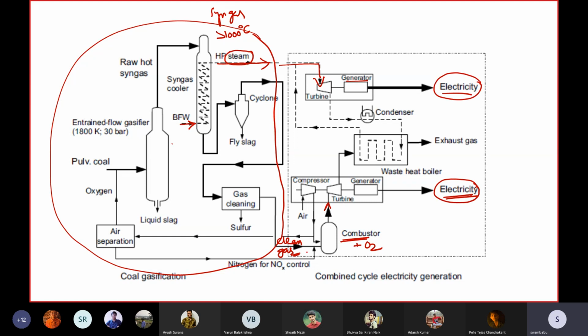They often don't use combustion, they often use gasification. That way you can minimize the carbon dioxide production, and we can also make the electricity generation efficient. This way we can use the syngas to produce electricity.